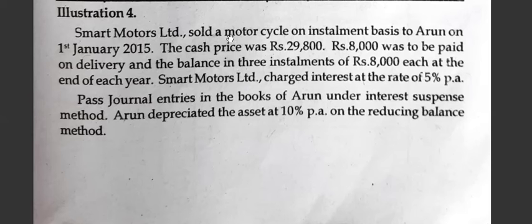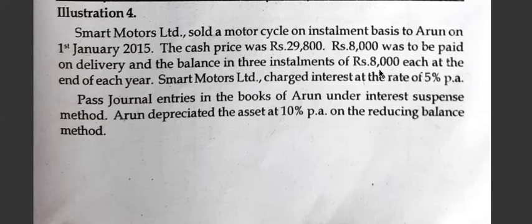Smart Motors Limited sold a motorcycle on installment basis to Arun on 1st January 2015. The cash price was 29,800 rupees, 8,000 to be paid on delivery, and the balance in three installments, 8,000 each at the end of each year. Three installments means 8 into 3, 24,000. 24 plus 8, it is 32,000. So the remaining is interest.